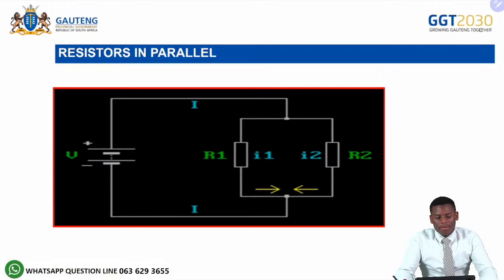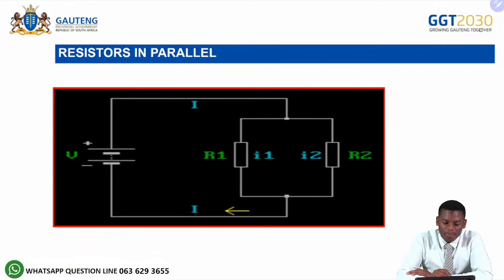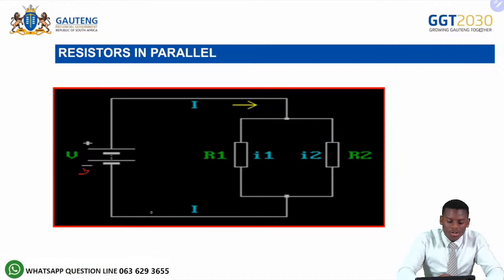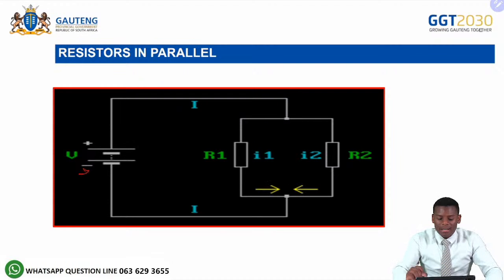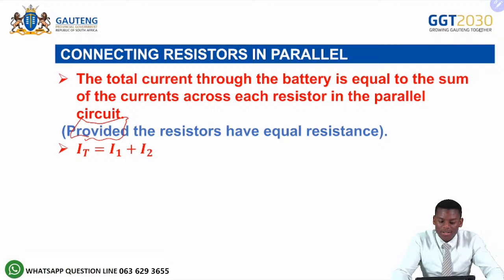There's an example. You can see our current in a yellow arrow flows through from the positive terminal to the negative terminal, and then it goes past resistor 1, resistor 2, and then what does it do? It splits, and then it joins again. So the resistance in the circuit is what? The resistance is what?